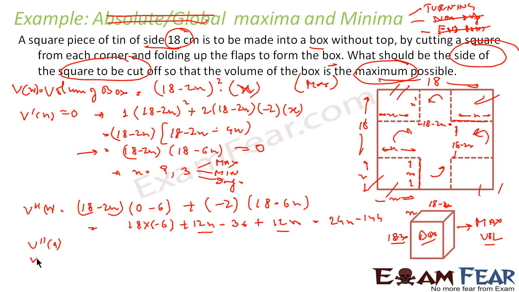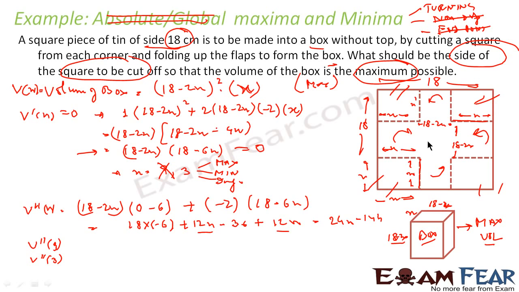So now let's find v double dash of 9, and also we have to find v double dash of 3. So let's find v double dash of 9. But if you see one thing here, is 9 possible? No, because if 9 is possible, 18 minus 2x is one side, 18 minus 2 into 9, that is 18 minus 18, that is 0. Can I have a box with 0 as side length? No. So 9 is not possible altogether.